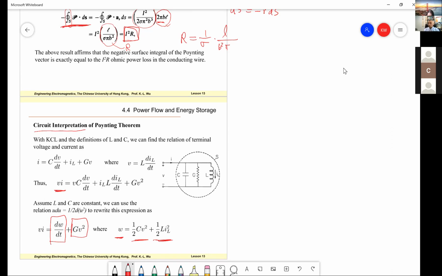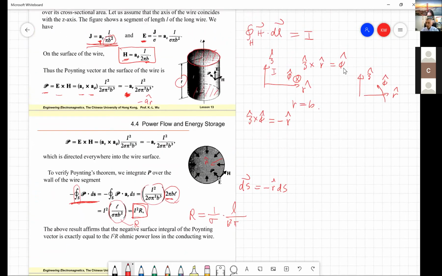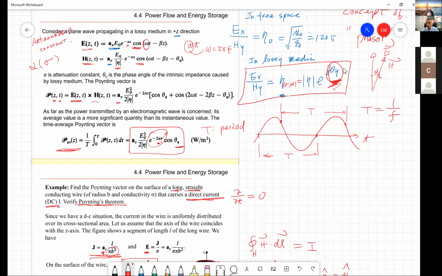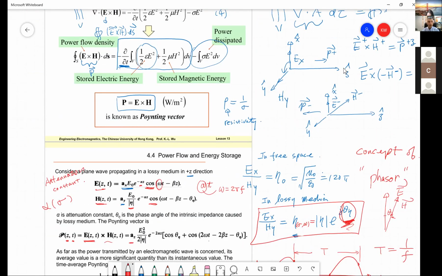I took too long on these materials because they are very, very important. I tried to explain it as much as I can in this limited time.